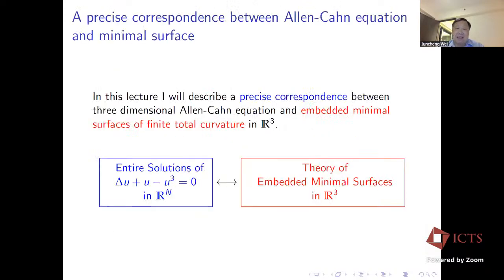In this lecture, I will describe a precise correspondence between the three-dimensional Allen-Cahn equation and embedded minimal surfaces of finite total curvature in R3. This is a simple ODE and PDE, a very simple PDE, but it contains the whole theory of minimal surfaces in R3.